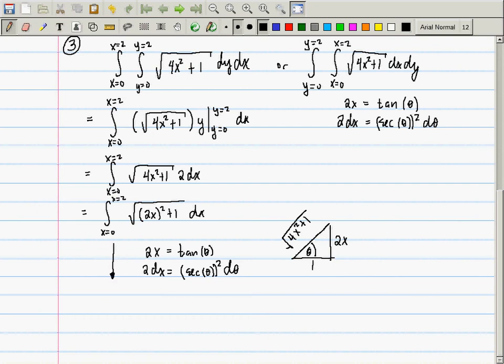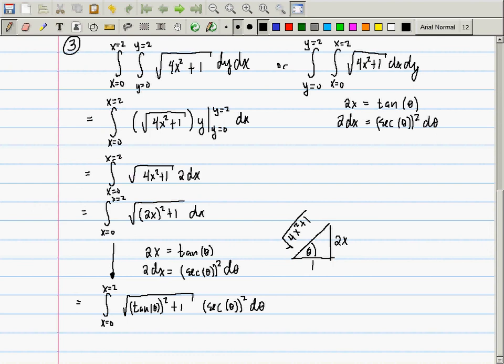So then, I will preserve the limits. Just keep the limits the same for now. So this is now the integral from x is 0 to x is 2. The square root of 2x squared plus 1 becomes tangent of theta squared plus 1, and then this is multiplied by the secant of theta squared d theta.